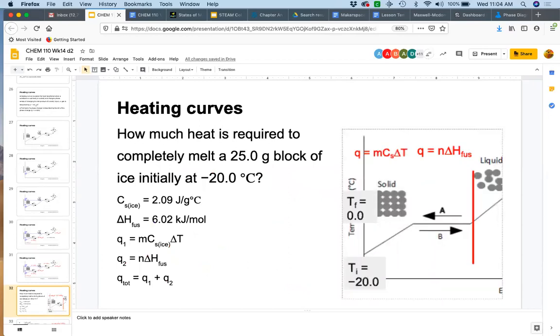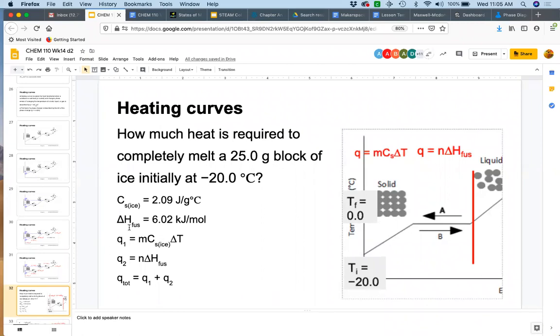So how much heat is required to completely melt a 25-gram block of ice initially at negative 20 degrees Celsius? So before we can solve the Clausius-Clapeyron types of equations, we've got to think about how we can cumulatively account for the heat. So we have the specific heat of ice. That's going to be a value that's given to you, not something you have to memorize. And again, you're going to be given a delta H of fusion. Remember, what does fusion mean? That's a solid going to a liquid.